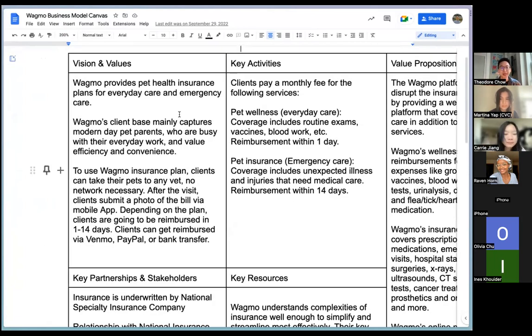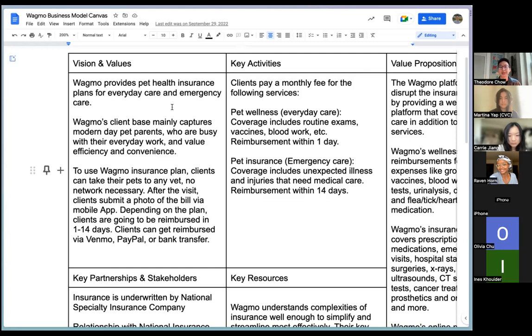Okay. So firstly, visions and values, which is one of the key things that people would read to get a sense of what the company does and what their mission statement is, as well as their goals. For Wagmo, they provide pet health insurance. Their client base mainly captures modern day pet parents who are busy with their everyday work and value efficiency and convenience. They can take their pets to any vet, no network necessary, and after the visit, clients submit a photo of the bill via the app, and then they're reimbursed in 1 to 14 days via Venmo, PayPal, or bank transfer. So very basic insurance business model, and you can clearly see that from the vision and values.